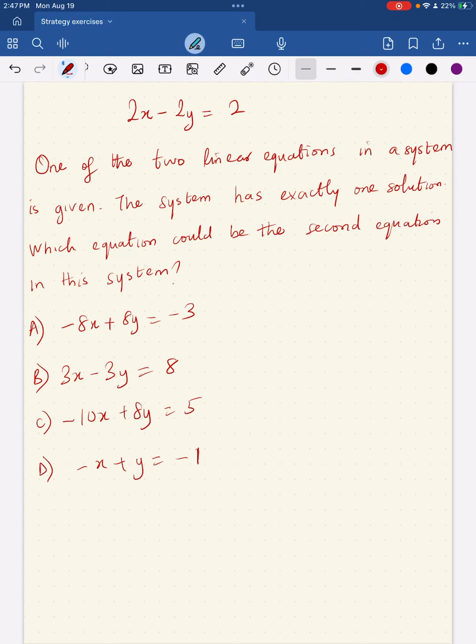In this video, I am going to be showing you a strategy for dealing with linear equations questions on the SAT. So this question says 2x minus 2y equals 2. One of the two linear equations in a system is given, this one. The system has exactly one solution. Which equation could be the second equation in the system?